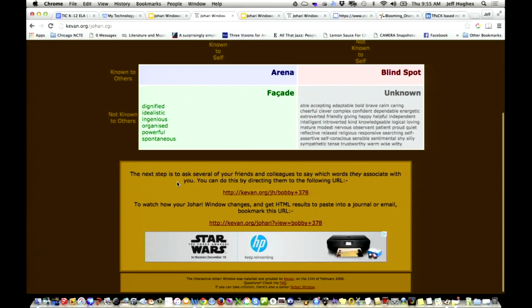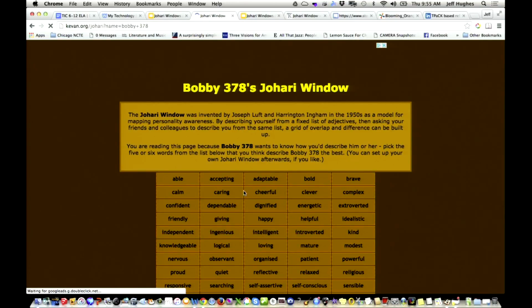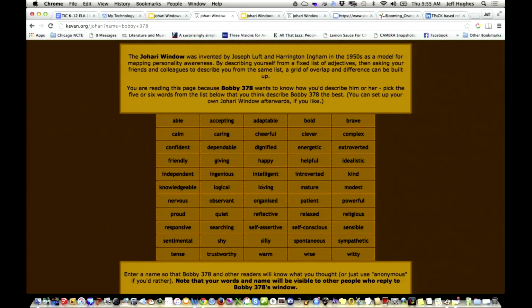Now the next step is to ask several of your friends and colleagues to say which words they associate with you. You can do this by directing them to the following link. So you share this link through a learning management system like Haiku, or through email, or by simply writing it down. And here, the people within your group of 3 to 5 students are going to rate you and try to determine which 6 positive qualities best describe you.